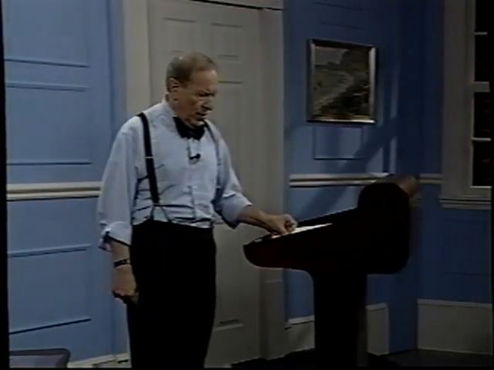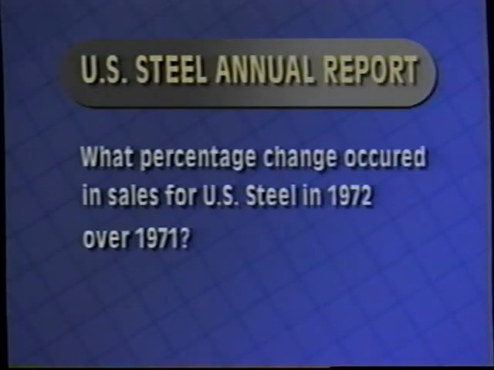The first one is just how well did U.S. Steel do in 1972? What did sales look like in '72 compared to '71? How much did they increase? Remember, I told you that not only do we want to take expectations to the annual report, we're very interested in changes. So the first question is, what percentage change occurred in sales for U.S. Steel in 1972 over 1971?